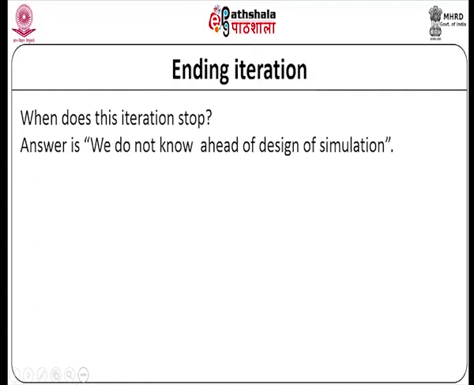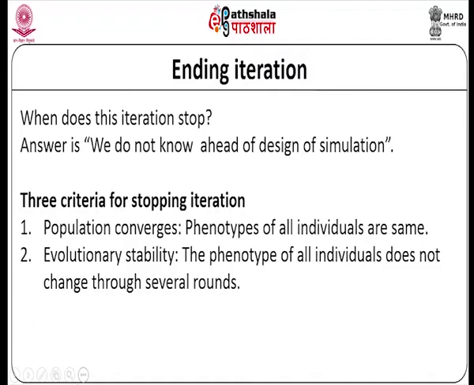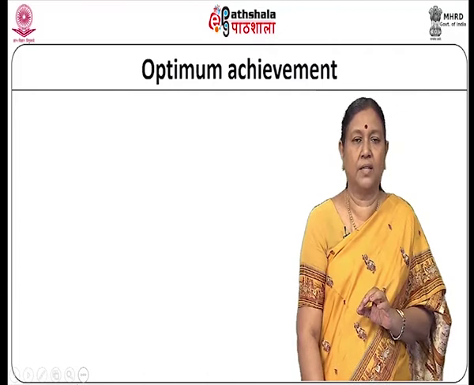The answer is, we do not know ahead of the design of the simulation, but there are 3 criteria that you can decide. One is population convergence: the phenotypes of all individuals are the same. Second is evolutionary stability: the phenotype of all individuals does not change even after several rounds. Or you decide on the generation number, since I cannot give more resources. But remember, the more generations, the better.